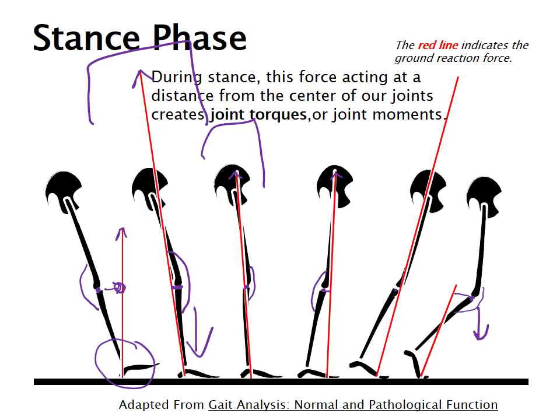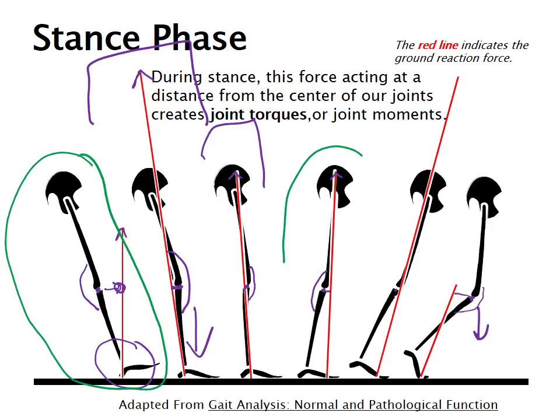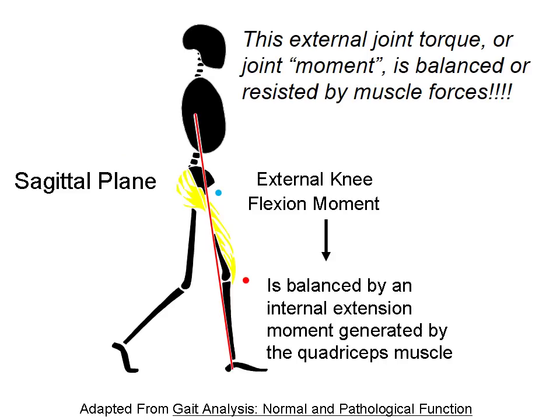On these that have an extension moment, we use our hamstrings to counteract. On this one, if we don't use our hamstrings, our knee hyperextends. So this would be hyperextension if we didn't use our hamstrings to control that. And so this slide is saying exactly that: when we have these external joint torques, these are balanced by or resisted by muscle forces.